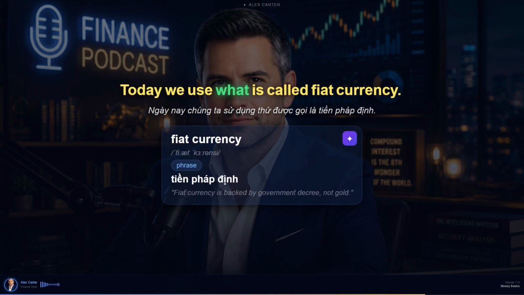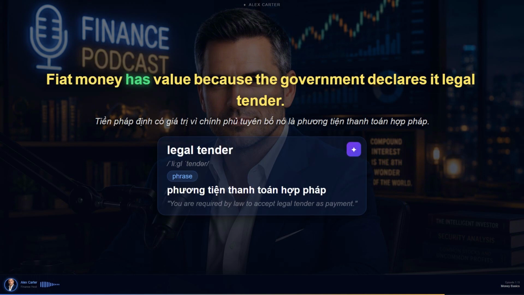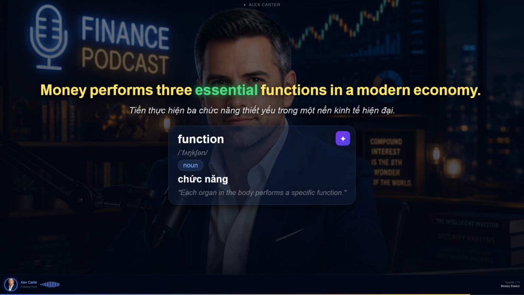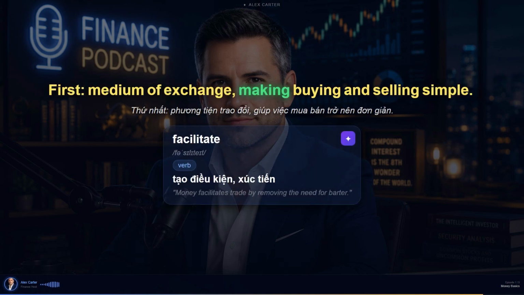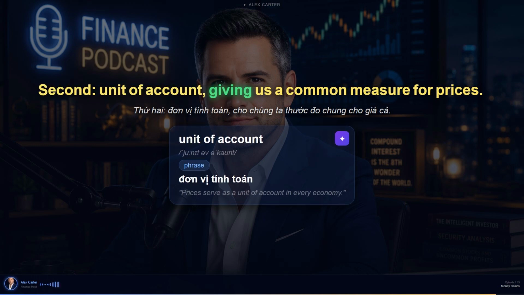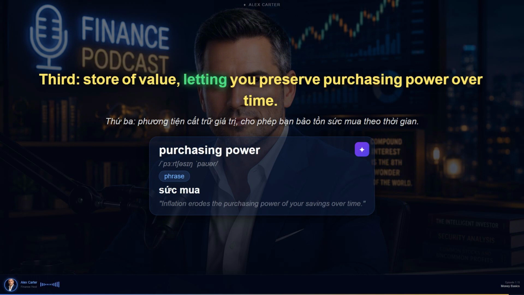Today we use what is called fiat currency. Fiat comes from the Latin word meaning "let it be done." Fiat money has value because the government declares it legal tender. You must accept it as payment for any debt by law. Money performs 3 essential functions in a modern economy. First, medium of exchange, making buying and selling simple. Second, unit of account, giving us a common measure for prices. Third, store of value, letting you preserve purchasing power over time.